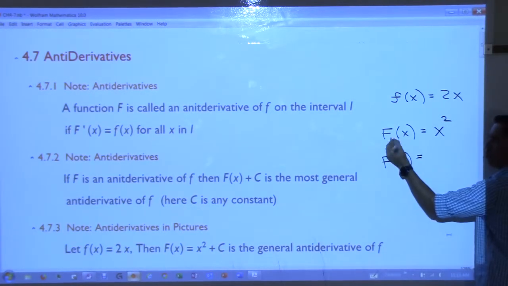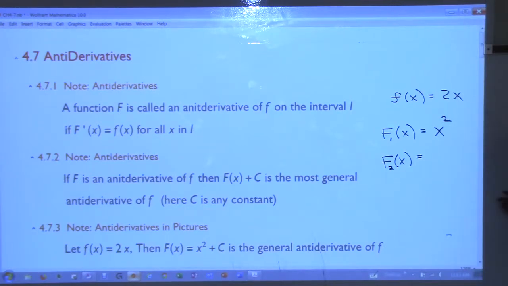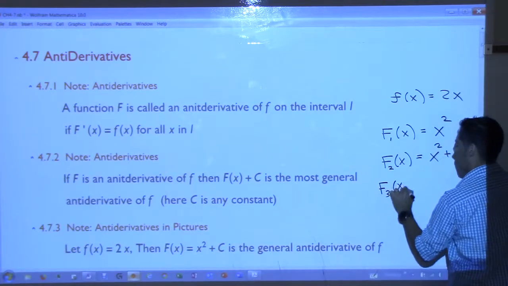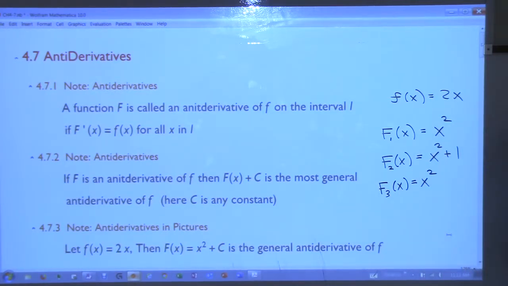So I'll call this f sub 1, because I'm going to call this one f sub 2. Is there another function that if you take the derivative of it, you get this? X squared plus 1. Because having a constant out here doesn't change the fact that the derivative of this is 2x, right? Can we come up with another one? X squared plus any number you want, right? So I can say plus 4, plus 10, minus 4, minus 3, plus pi, minus pi. Any number I could ever come up with, the derivative of all of these would still be 2x.